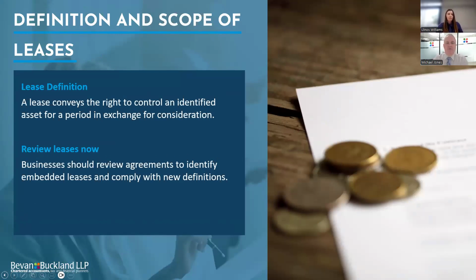First of all, what is a lease? A lease gives the lessee, so when I give a lease to somebody, they get the right to control an identified asset for a period of time in exchange for some consideration. One of the fundamental things there is the fact that it's an asset.